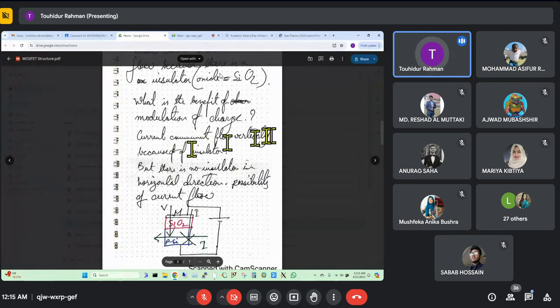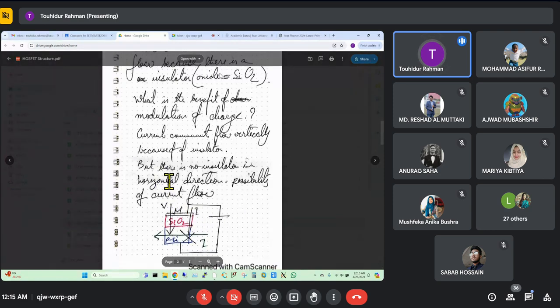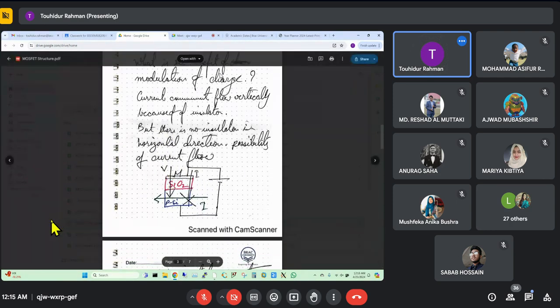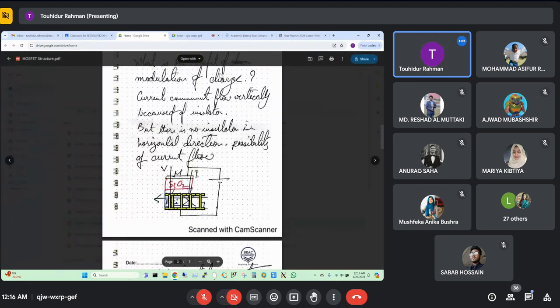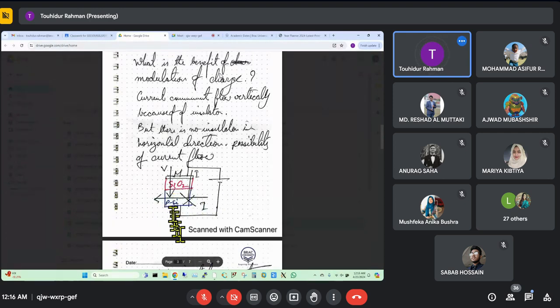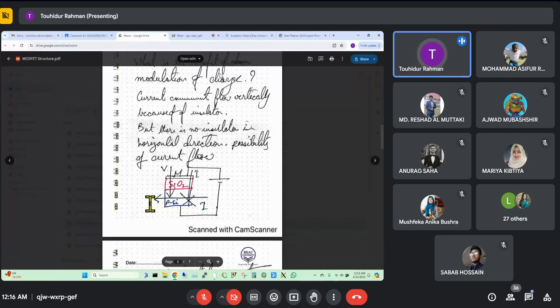Current cannot flow vertically because of the insulator. Obviously, there is an insulator, so current cannot flow. Now we have an insulator in the vertical direction, but we do not have any insulator in the horizontal direction. So in the horizontal direction, we only have P silicon. Let's see if we can use the horizontal direction to flow the current.